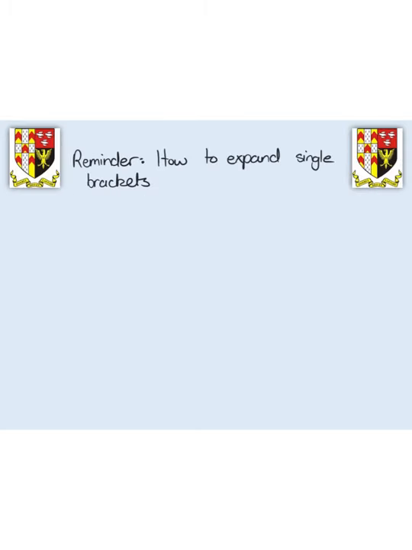So, what I'd like us to do first of all is remind ourselves how to expand single brackets. An easier type might be 5 bracket x plus 4. Remember that this means the 5 outside the bracket is multiplying every term inside the bracket. So 5 times x gives us 5x, and 5 times 4 gives us 20. You'll notice that both of these terms are divisible by 5, because beforehand we multiplied both of those terms by 5.